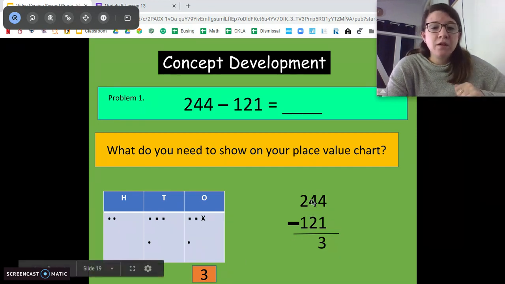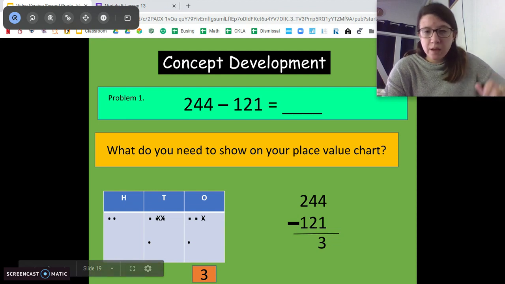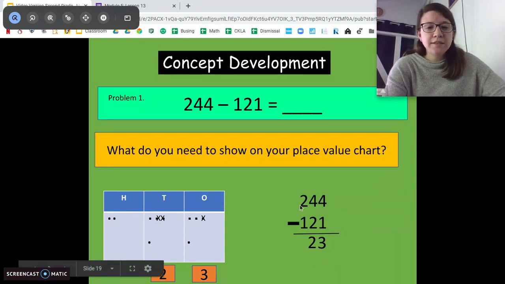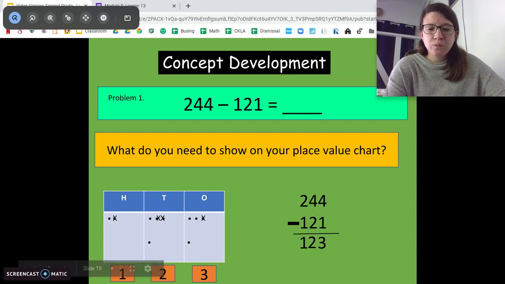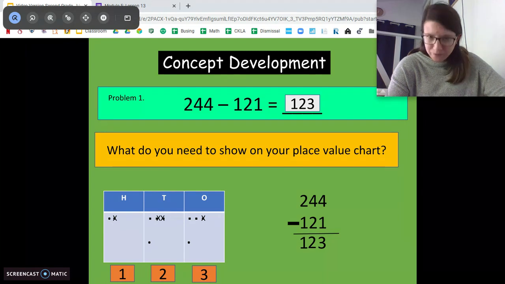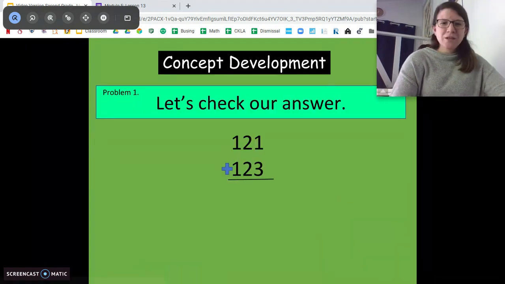Now we're doing 4 10s, take away 2 10s. We're going to cross off 2. How many 10s do we have left? 2. Beautiful. Then we have 2 10s, take away 1 10, so let's cross 1 10 off. We get 1. What's our answer? 123. Beautiful. Remember subtraction? Okay.